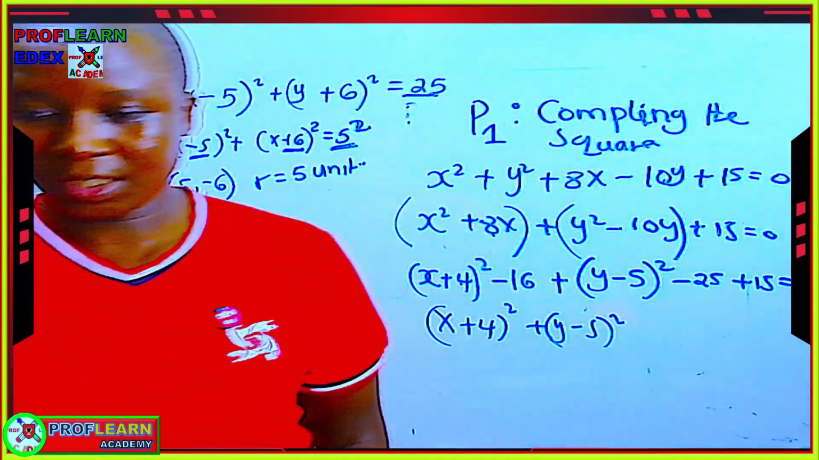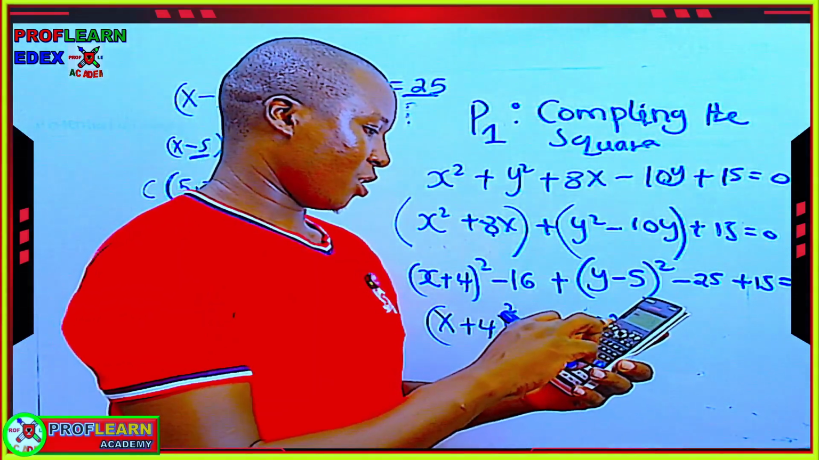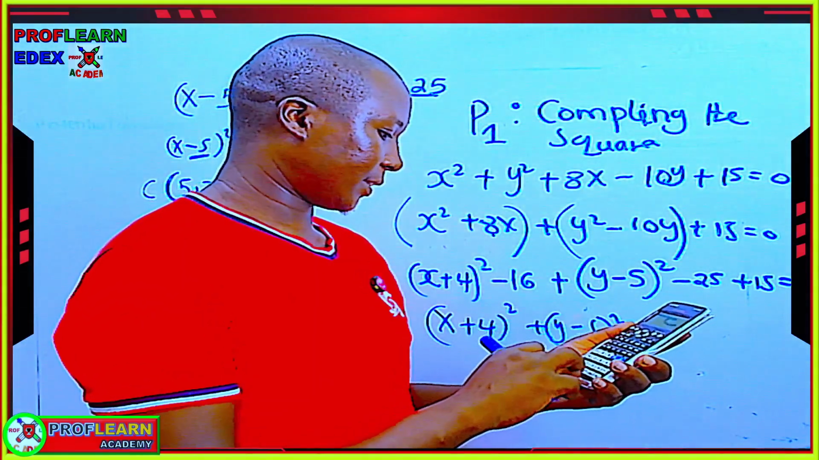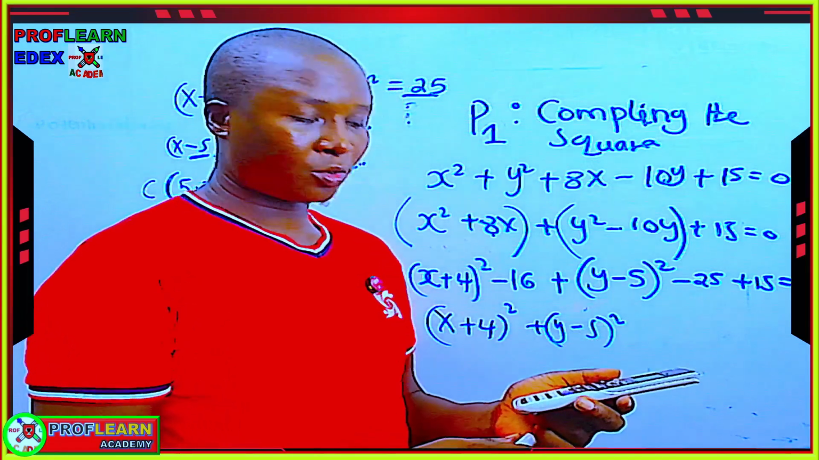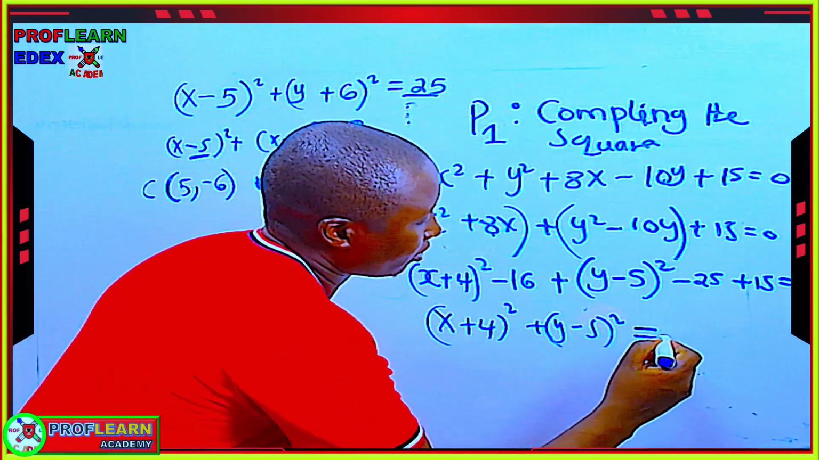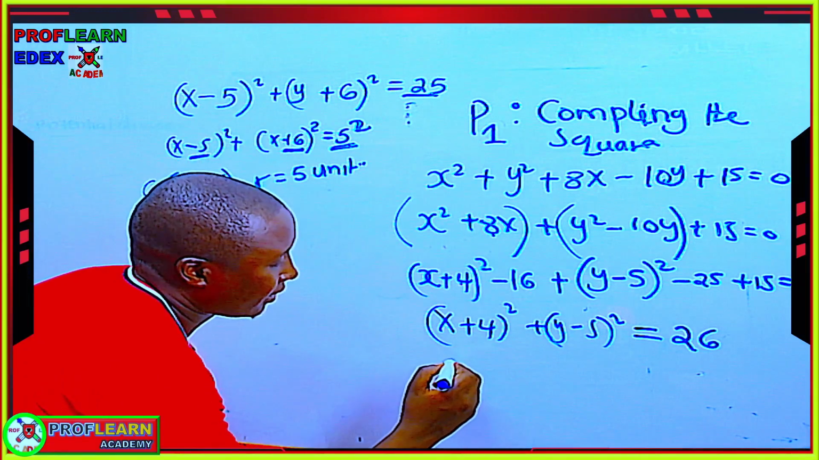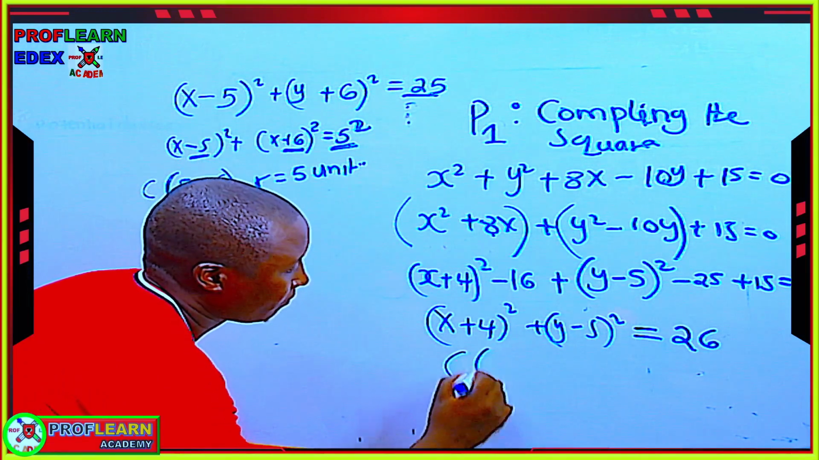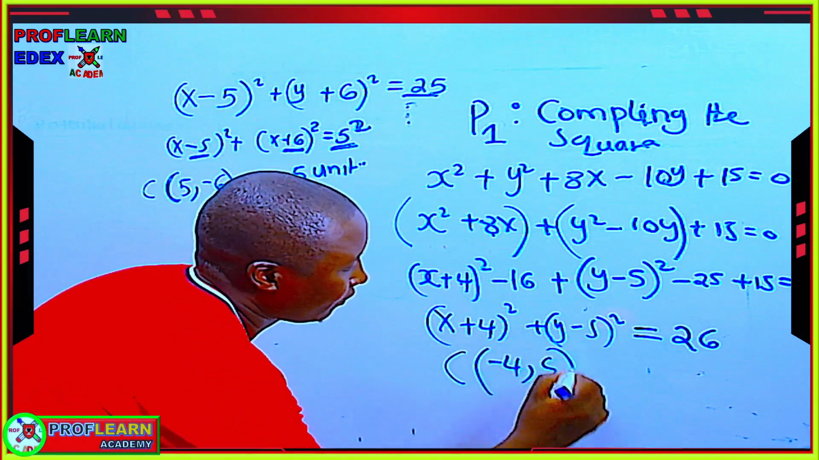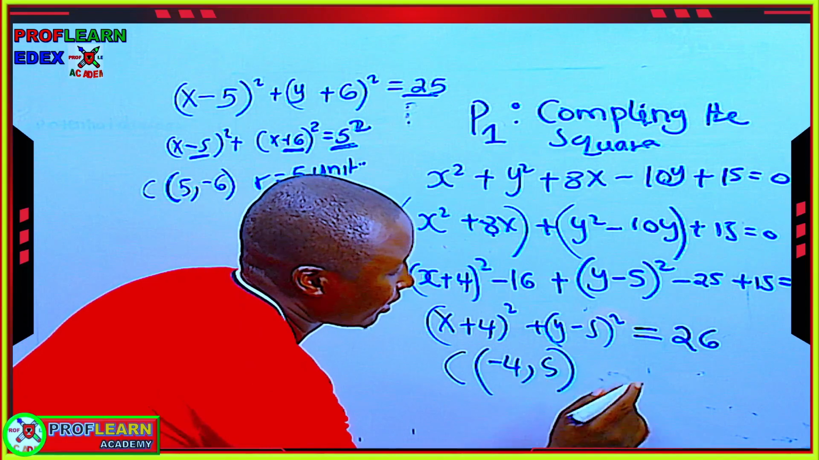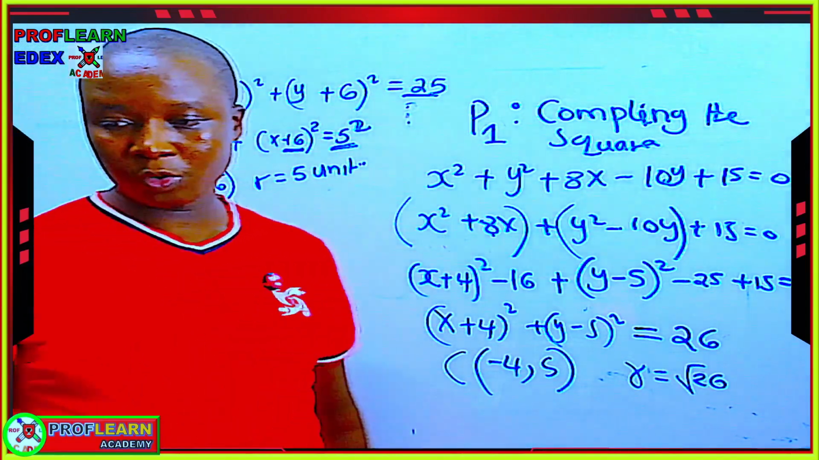We need to consult our calculator so that we can see how that works. So this is minus 16 minus 25 plus 15. The answer becomes minus 26. If I take it to the other side, I can write it as 26 positive. Then I can say the center of this circle is going to be minus 4, we said we take the opposite sign, and this becomes 5, and the radius is going to be root 26.